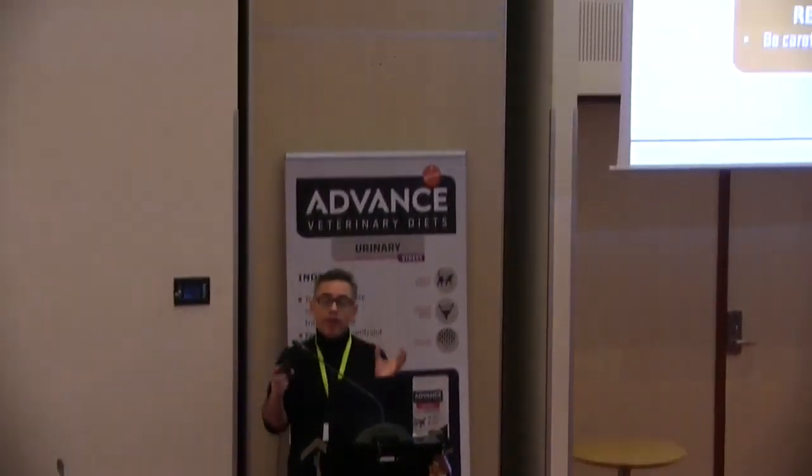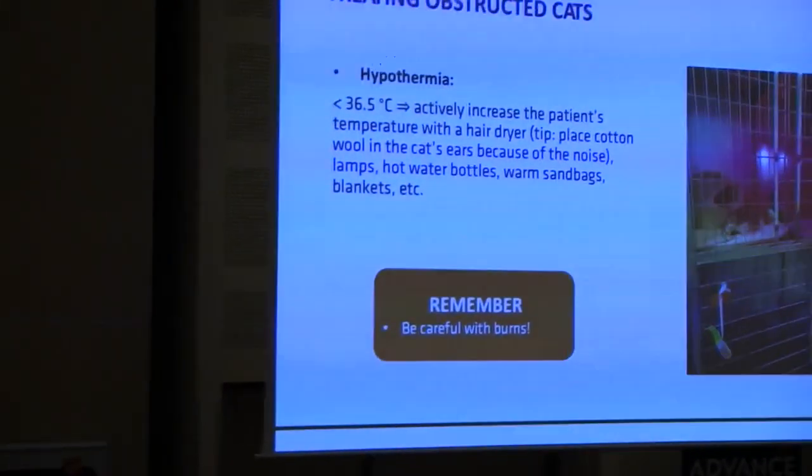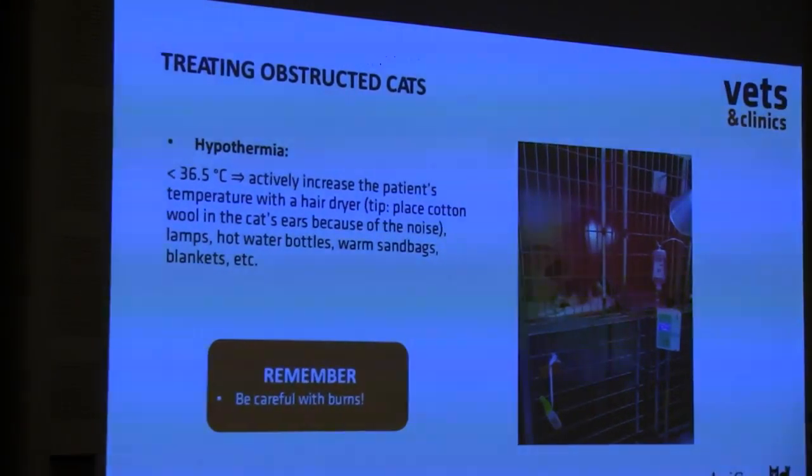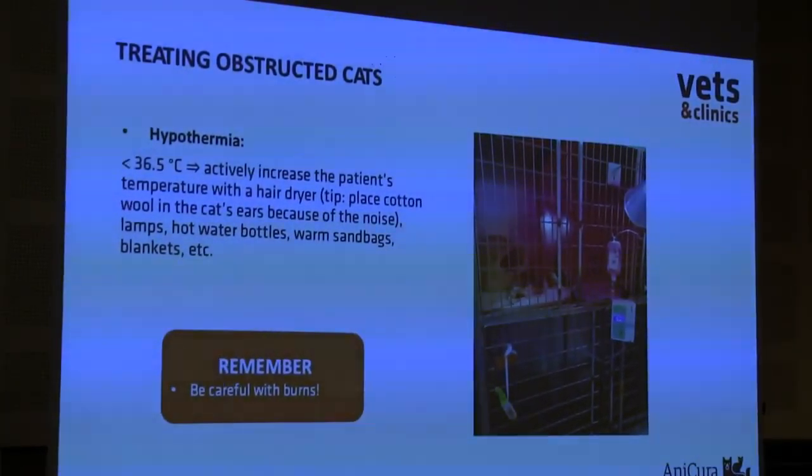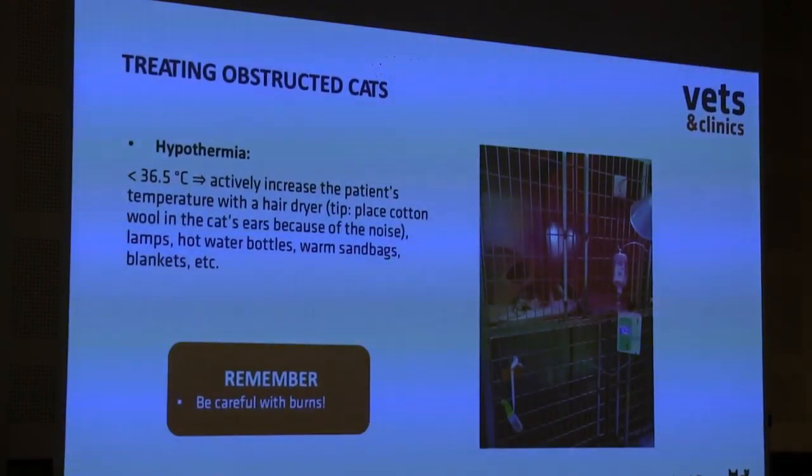Hypothermia. When you have a cat with severe hypothermia, mainly below 36.5, you have to actively increase the patient's temperature. You can use a red lamp, a hot water bottle, warm sandbags, or a blanket, but be careful with burns, because sometimes that can happen.